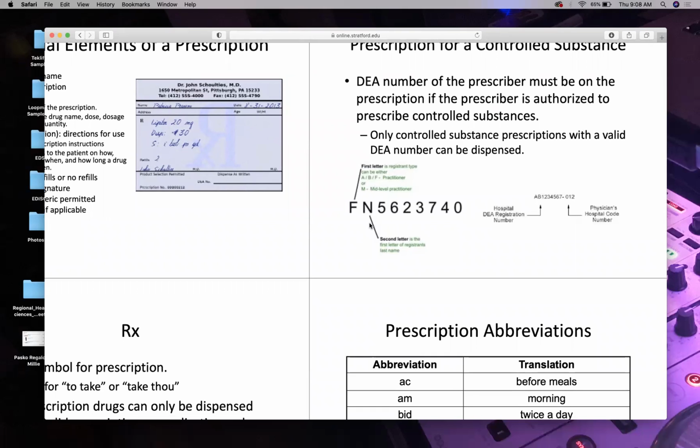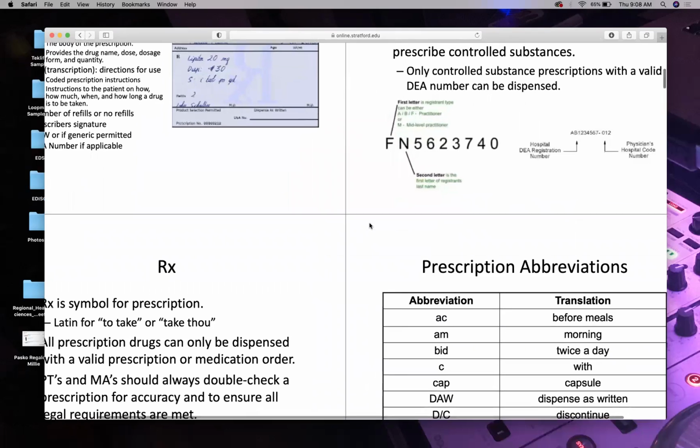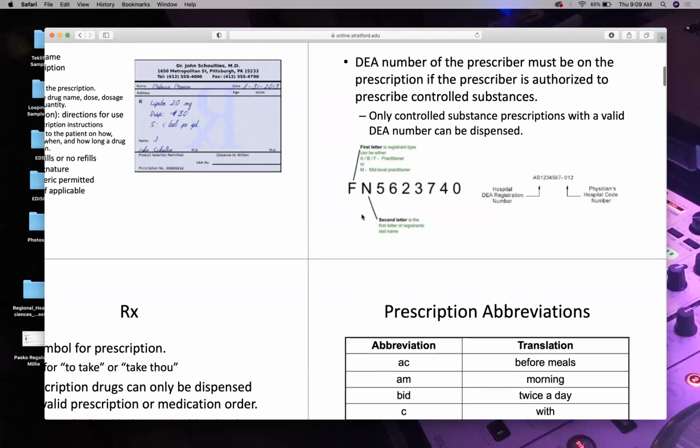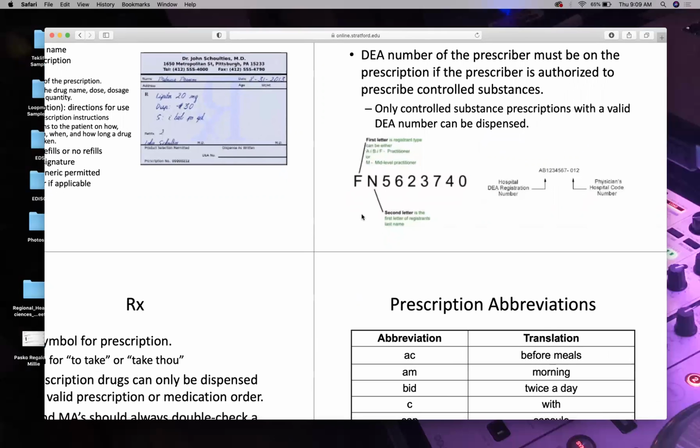Another number that's not mentioned in this lecture is the UPIN, Universal Personal Identification Number. It's going to look like a social security number. The UPIN is the doctor's special social security number utilized strictly for billing. Okay, so UPIN, DEA number, these are very important numbers. Do not lose them. Do not expose them to the outside world.